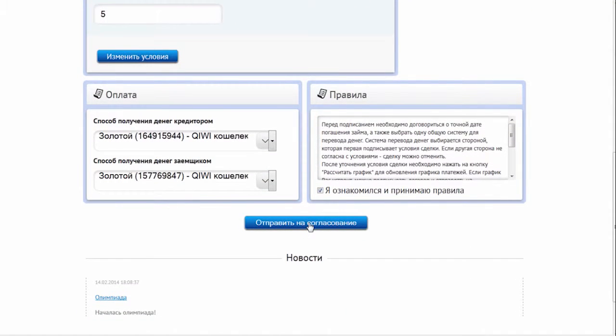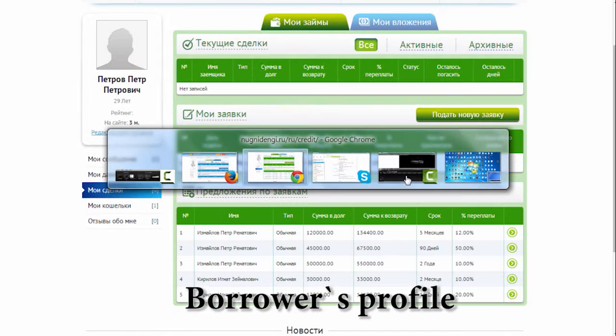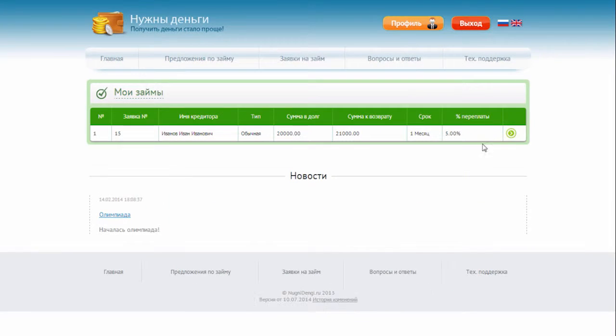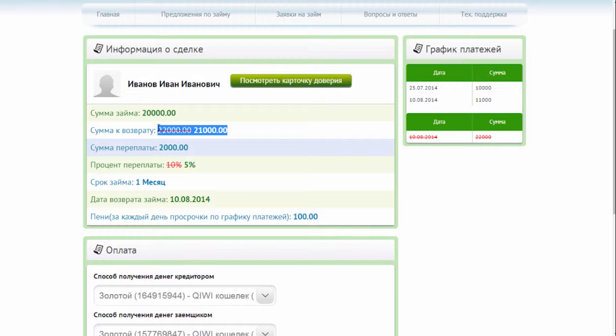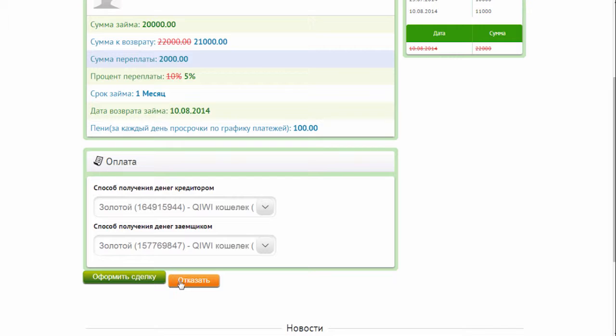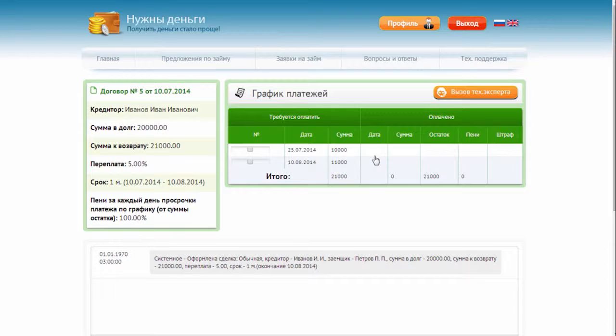At this very moment, the borrower receives an email that his or her application has got a reply. Now we switch to the borrower's profile in order to consider the proposal suggested by the lender. We see the terms having been changed. We also can look at information about the lender. In case we are dissatisfied with the counter terms, we can refuse. By accepting the terms, we give a start to the deal. At this moment, the lender receives the message that the deal has been successfully concluded.